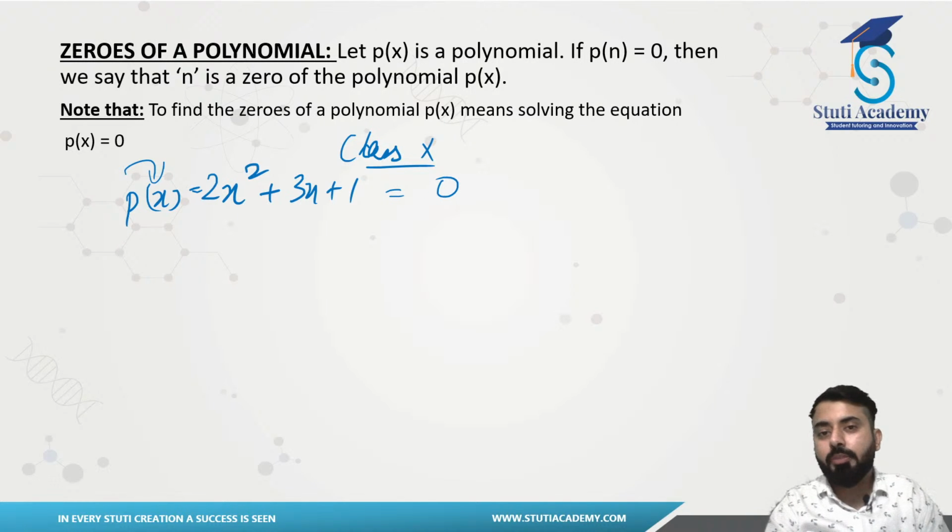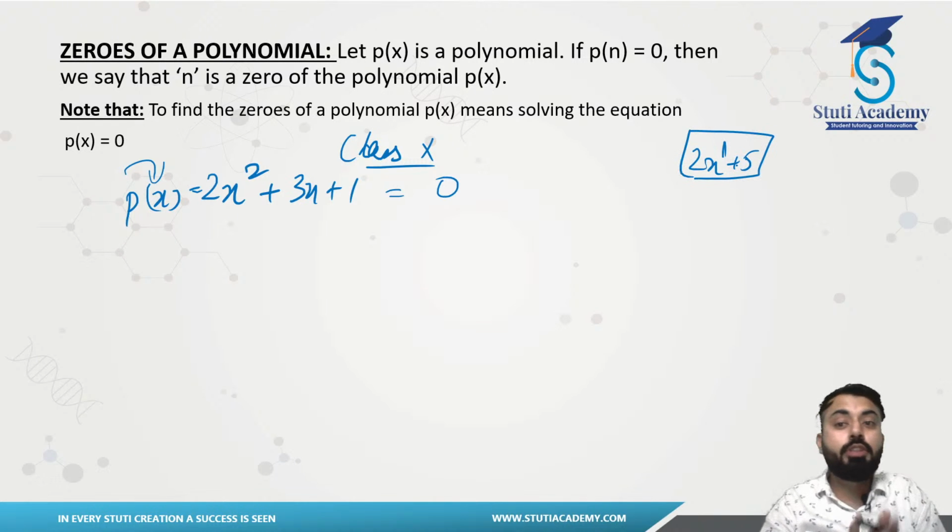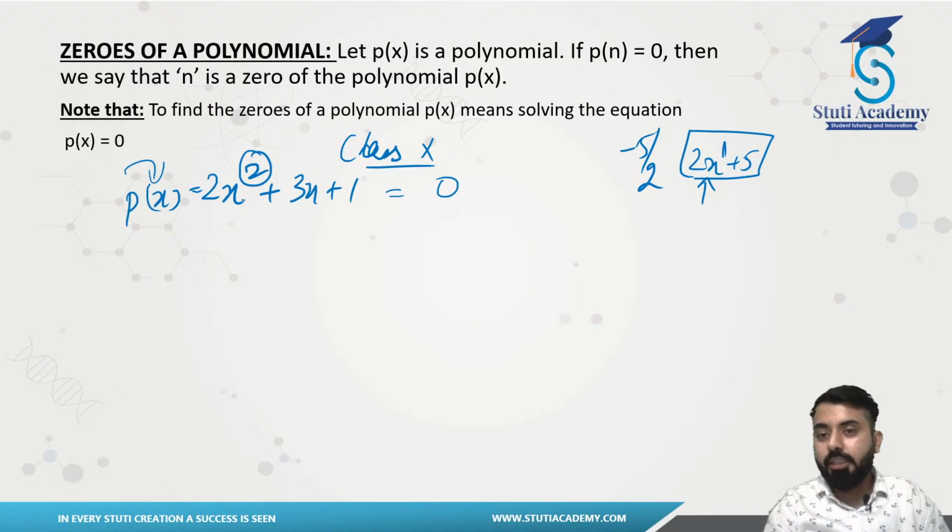And remember, whatever the maximum degree is, that will be the number of zeros you will be getting. In our earlier case, we had 2x plus 5, so its maximum degree was 1. The only zero we could have was minus 5 by 2, so only 1 zero. But in this case, we have a maximum degree of 2. So it can have at most 2 zeros or it can have no zeros. There are various cases. You will understand this concept in class 10.